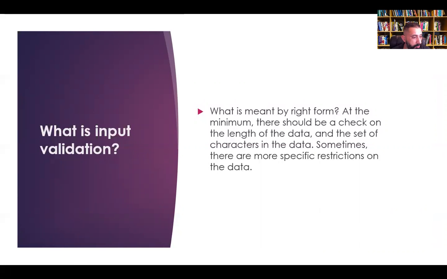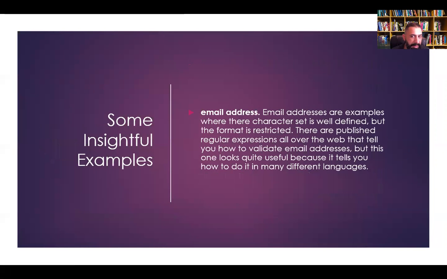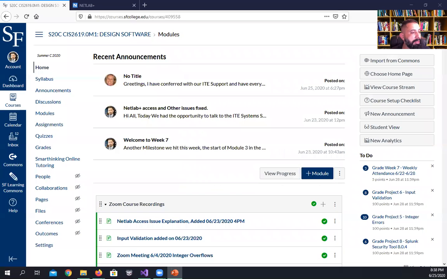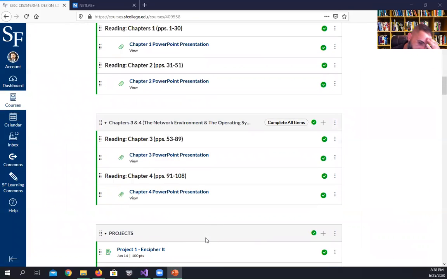Okay, and this is an example of data validation. What we check on: phone numbers, whether domestic or international, last names, email addresses, quantity, and so on. So that's the quick and short introduction about input validation and the project. Now, input validation, I added the full lecture on the 23rd. But for today, I want you to scroll down, and we are going to talk about programming.